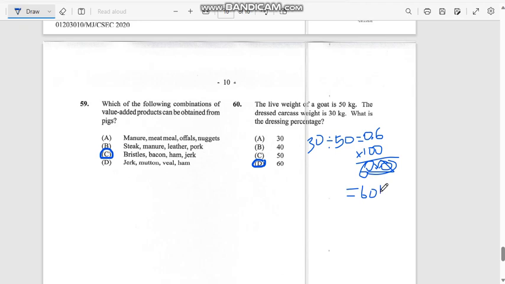It doesn't have any unit, but I will put the unit on it: 60 kg.